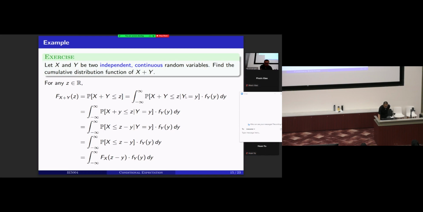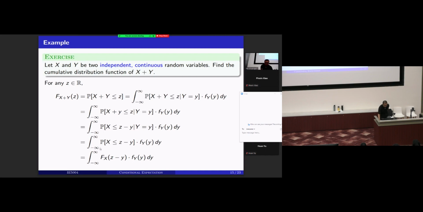So this probability becomes this one. The value of Y has been fixed. Because this y is fixed, this probability can be written in this way. We just put this y to the right-hand side of this inequality. So X should take a value less than or equal to z minus y, right? It looks like that. And here, because X and Y are independent, knowing something about Y won't help you to know more or less about X. So this conditional probability should be equal to the unconditional probability, right? So what is this unconditional probability? It is simply the CDF of X at z minus y, right?